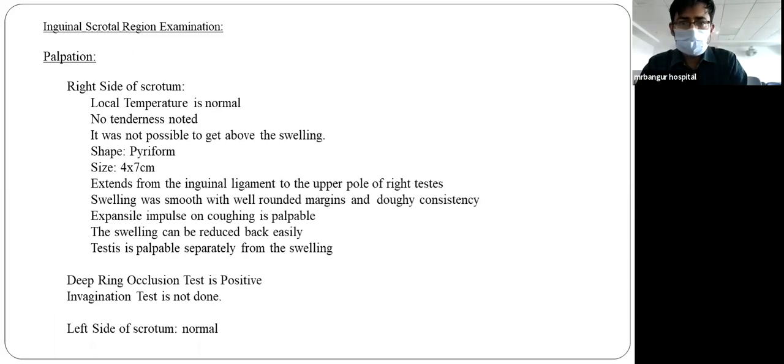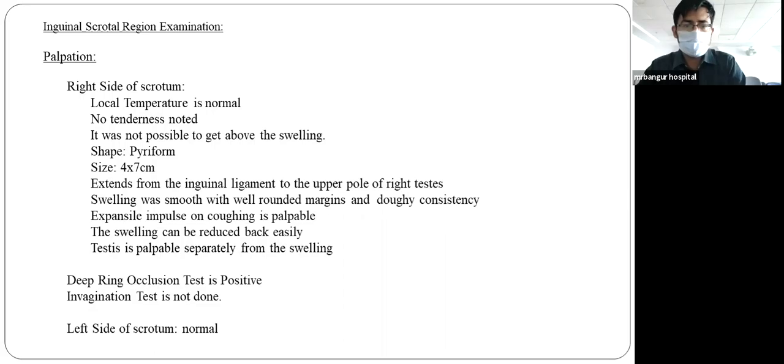Palpation. On the right side of the scrotum, inguinoscrotal region, local temperature is normal. There is no tenderness noted. It is not possible to get above the swelling. The shape is pyriform, size 4 by 7 centimeters. The swelling extends from the inguinal ligament to the upper pole of the right testis. The swelling was smooth with well-rounded margins and doughy consistency.